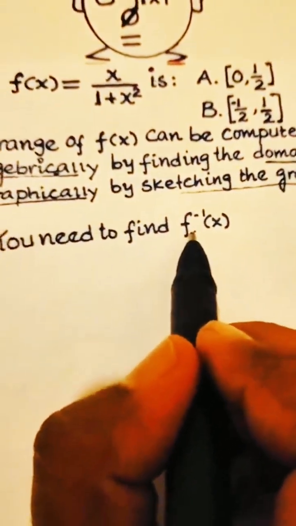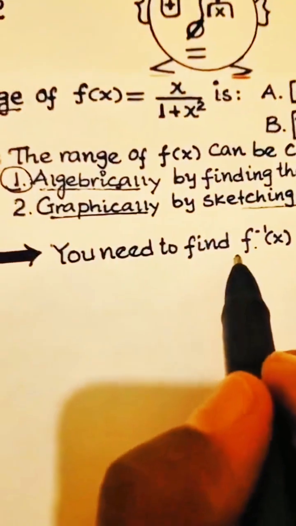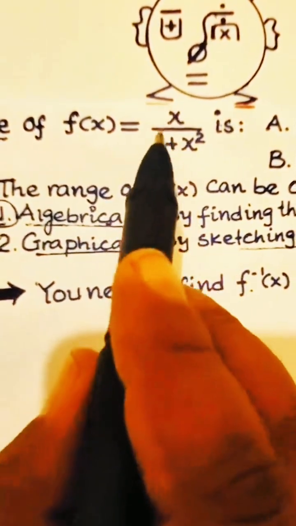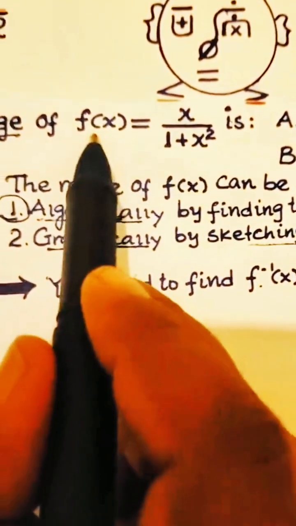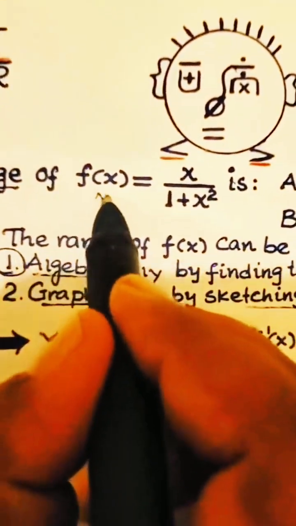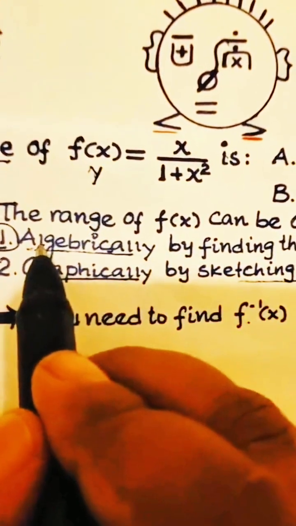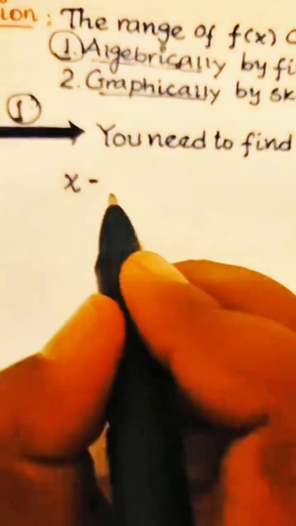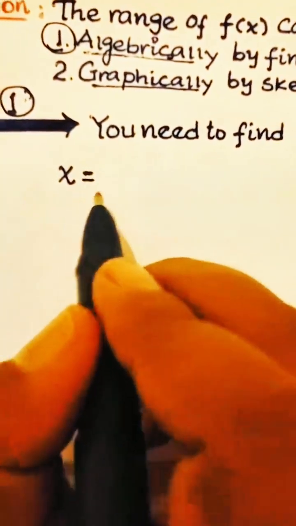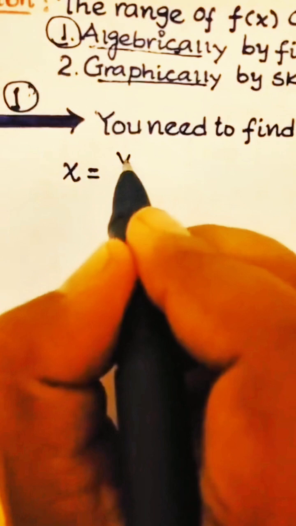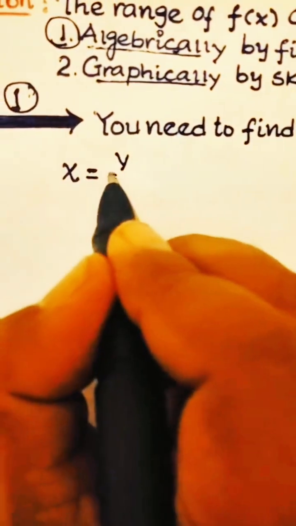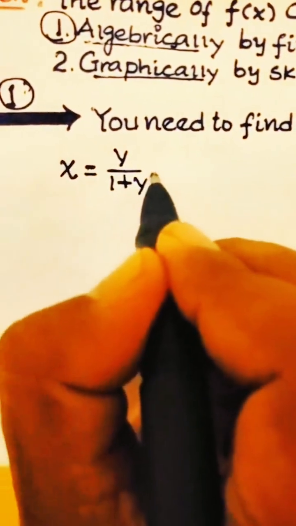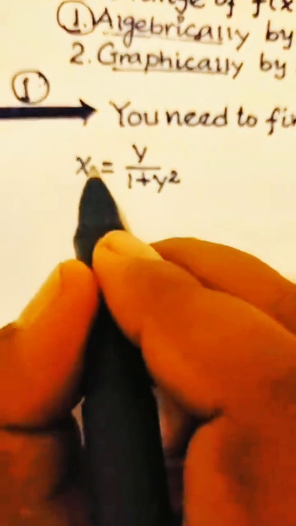Now in order to find the range of the function algebraically, the first thing is we have to find the inverse of the given function. So as to determine the inverse of the function, you know that f of x means y. Now to find the inverse of a function algebraically, we have to interchange x and y. Now interchanging x and y, we will have x equals y over 1 plus y squared. That is the first step.